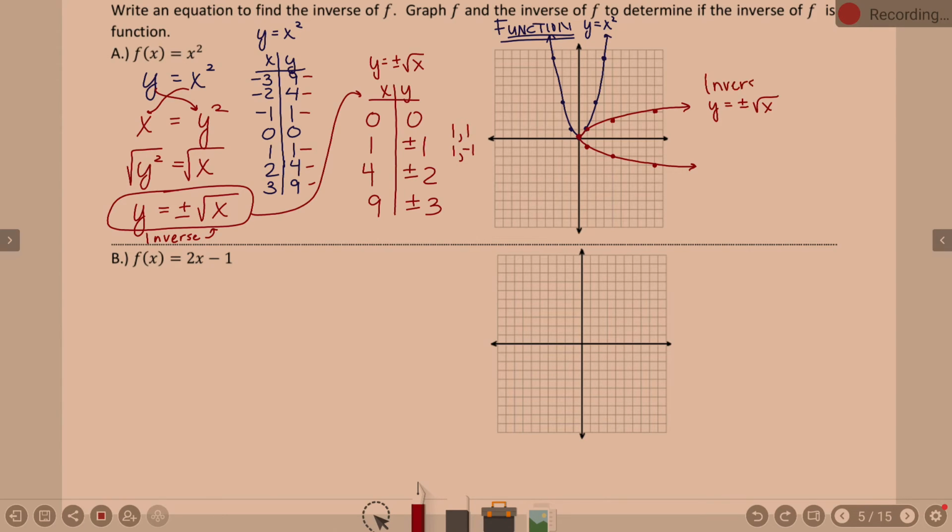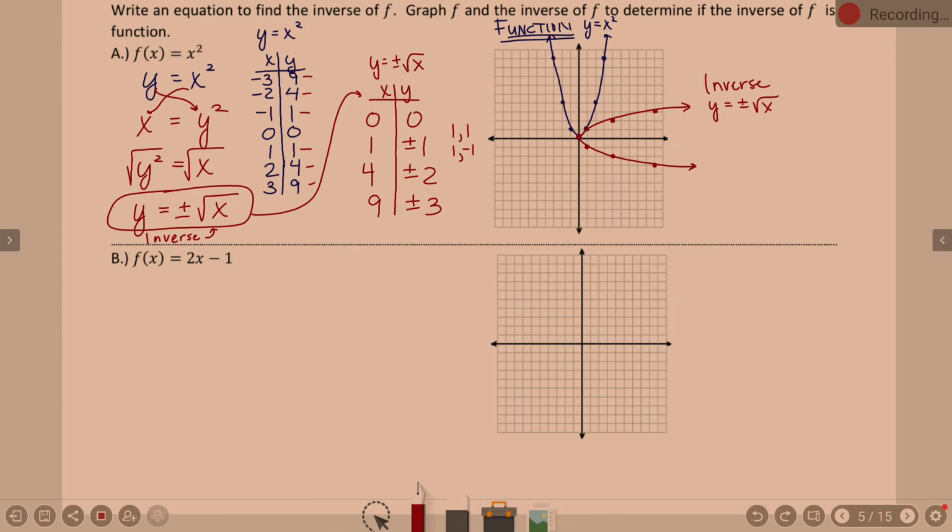This is our inverse. And I want to know, is it a function? I've seen both answers so far. If we say no, why not? Okay, so one way is to look at this right here. 1 matches with 1, and 1 matches with negative 1. That plus or minus sign is a huge red flag. When you see a plus or minus sign, it's not going to be a function.